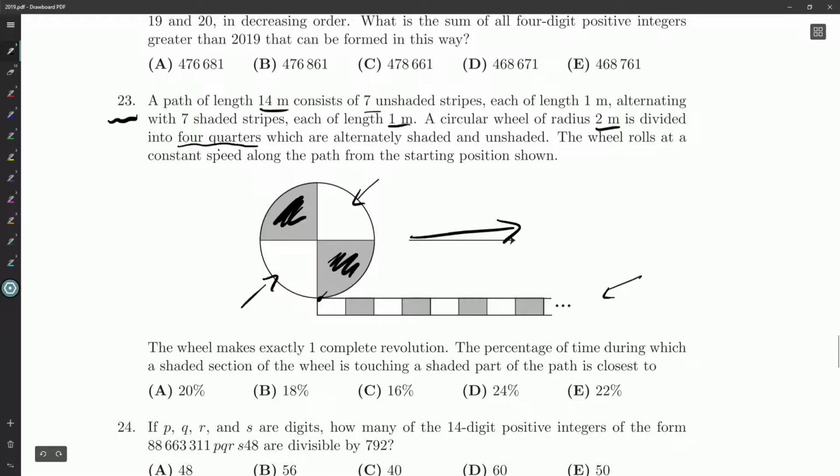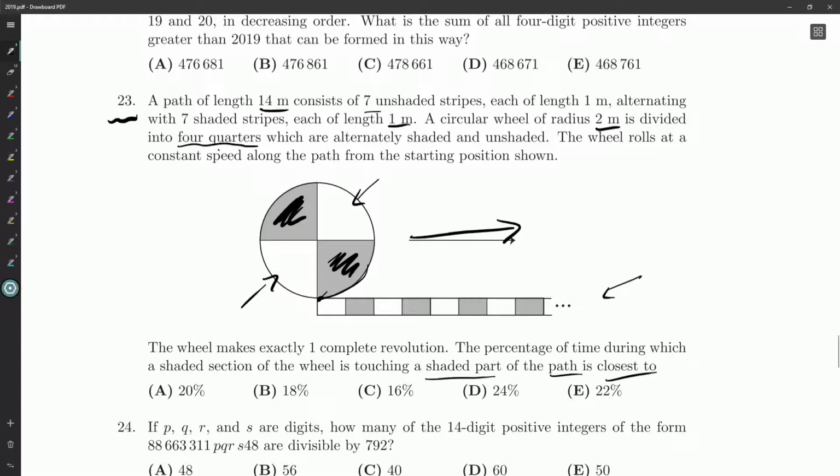The percent of time during which the shaded section of the wheel is touching a shaded part of the path, so shaded has to match up with shaded, but we don't seem to care about unshaded matching with unshaded, is closest to. So we want a percent. That's what we're interested in.